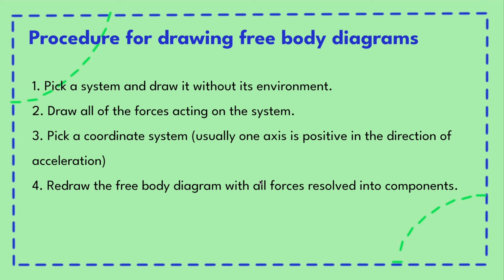There are 4 steps you can use to draw free body diagrams. Step 1. Pick a system and draw it without its environment. Step 2. Draw all of the forces acting on the system. Step 3. Pick a coordinate system. Usually one axis is positive in the direction of acceleration. And step 4. Redraw the free body diagram with all forces resolved into components.